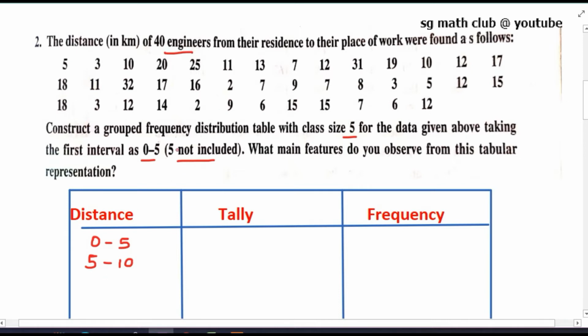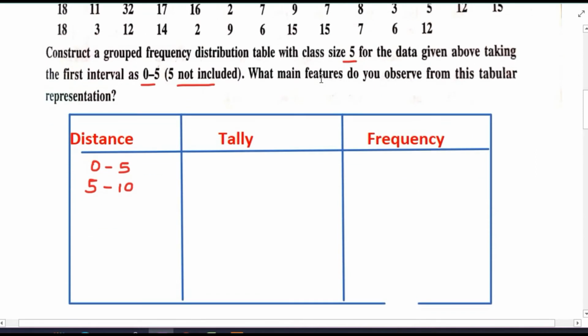The starting class interval is 0 to 5. Now till where do you have to write? For that we need to find the maximum distance. We can see that the maximum distance here is 31. So till 35 I should write 0 to 5, 5 to 10, 10 to 15, 15 to 20. So these are my class intervals: 20 to 25, 25 to 30, and 30 to 35.